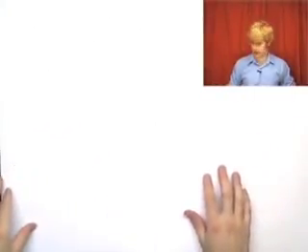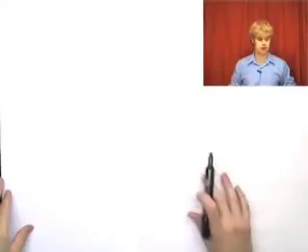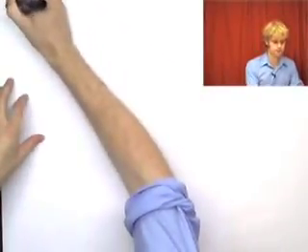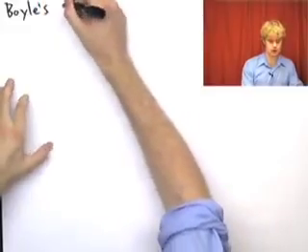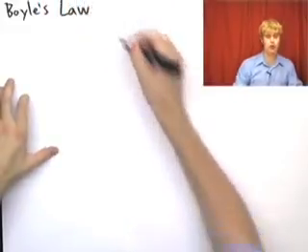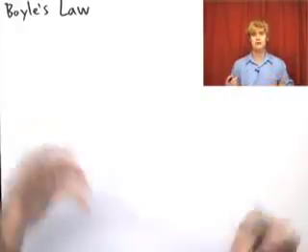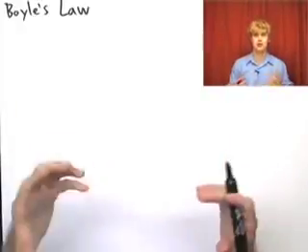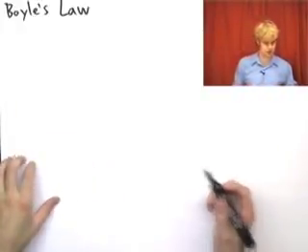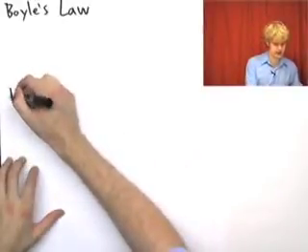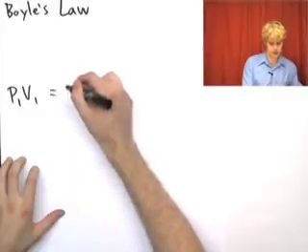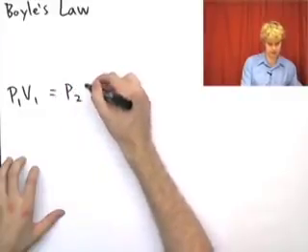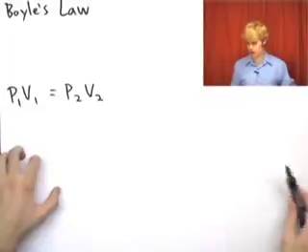Let's look at how we can actually plug numbers into an equation and use this relationship to solve math problems. The relationship between pressure and volume of a gas is described by Boyle's law, which is named after the scientist who figured out what the relationship between pressure and volume of a gas was. Boyle's law can be stated as P1 times V1 equals P2 times V2.